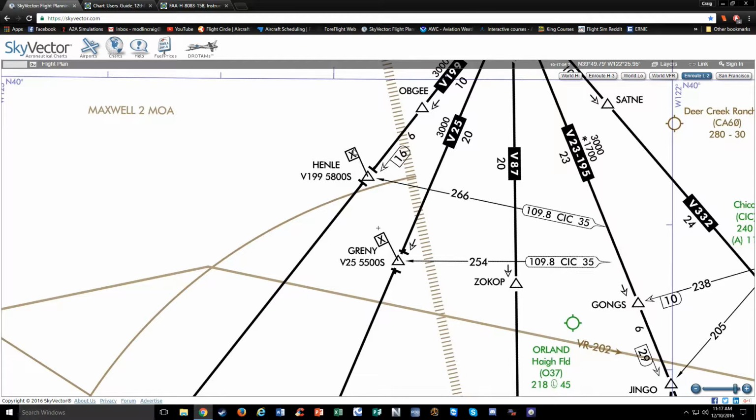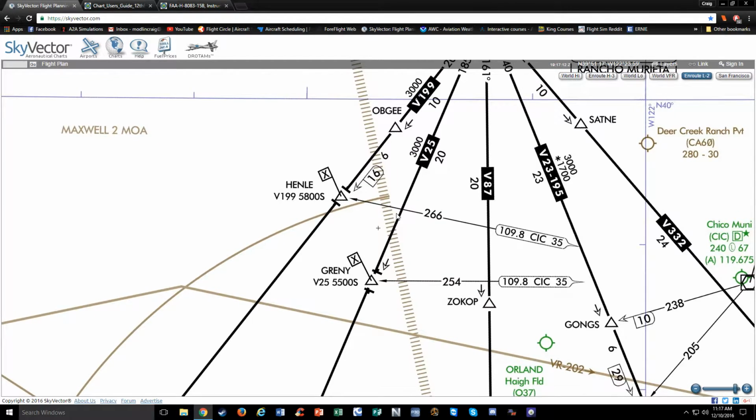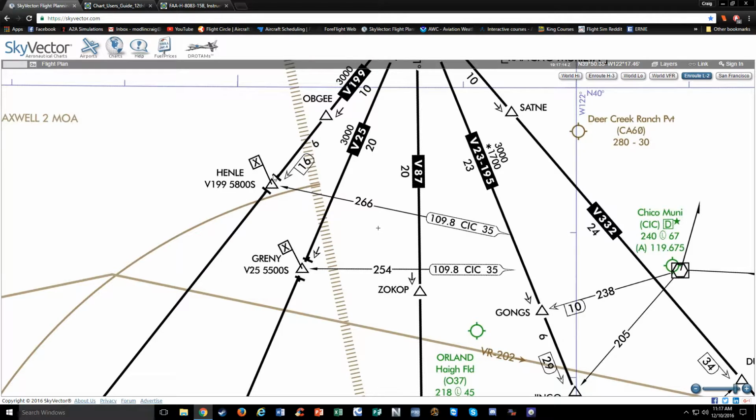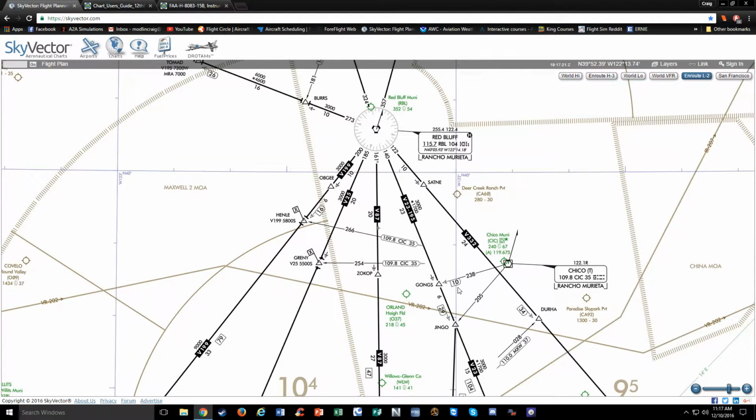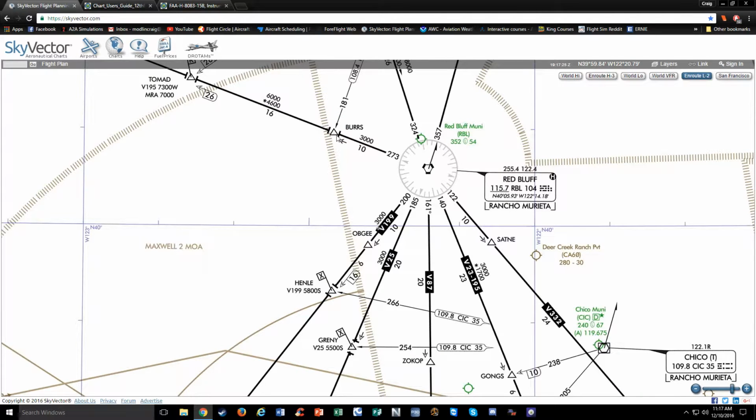And you see we got another minimum crossing altitude here. So if you're on Victor 199 going southbound, you have to cross it at 5,800 feet. And you can also note the altitude changes by this little dinner plate here sitting on the sides. So if there's an MEA change, you're going to see that along here too.